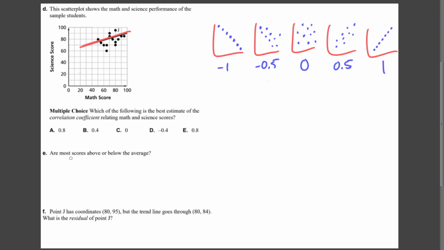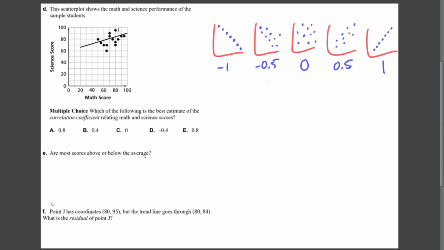E, are most of the scores above or below the average? Well, once again, the average is going to kind of be represented by this trend line here. So again, you have the trend line. So you're looking at, are most of the scores above or below the trend line?